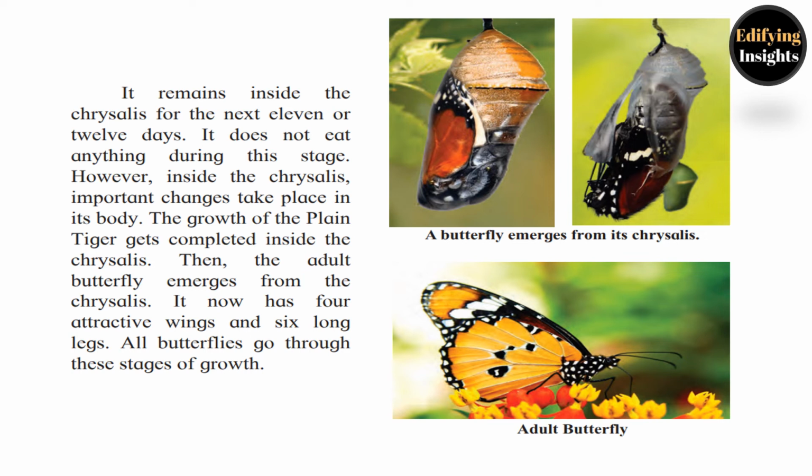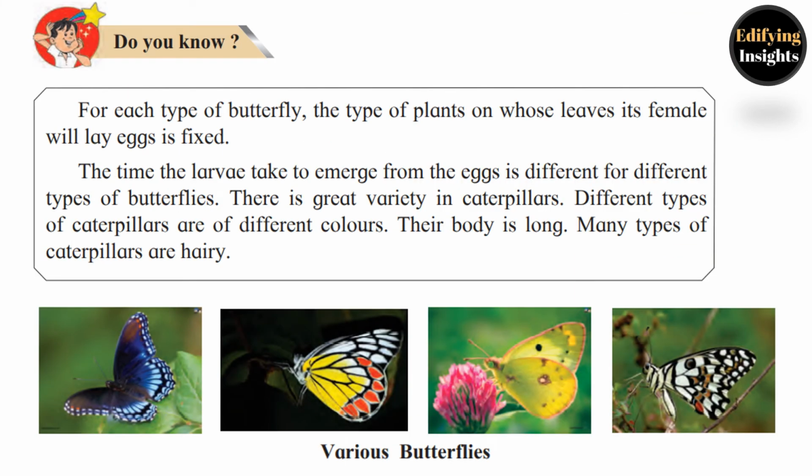All butterflies go through these stages of growth. For each type of butterfly, the type of plants on whose leaves its female will lay eggs is fixed. The time the larva takes to emerge from the eggs is different for different types of butterflies. There is great variety in caterpillars. Different types of caterpillars are of different colors. Their body is long. Many types of caterpillars are hairy.